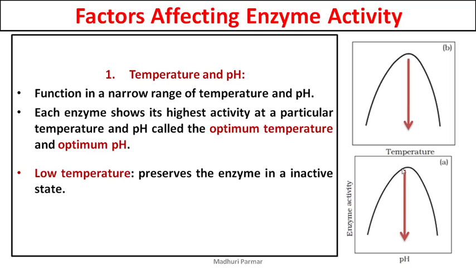Think of your stomach enzymes. Pepsin works at pH 2 or less than 2 because your stomach is acidic in nature. So the pepsin enzyme's pH optimum is 2. Same way, if there is some cytosolic enzyme, its pH optimum will be 7. So when an enzyme is working best at 7, that is called its optimum pH. And if you increase or decrease that pH, the activity of that enzyme will also decrease.